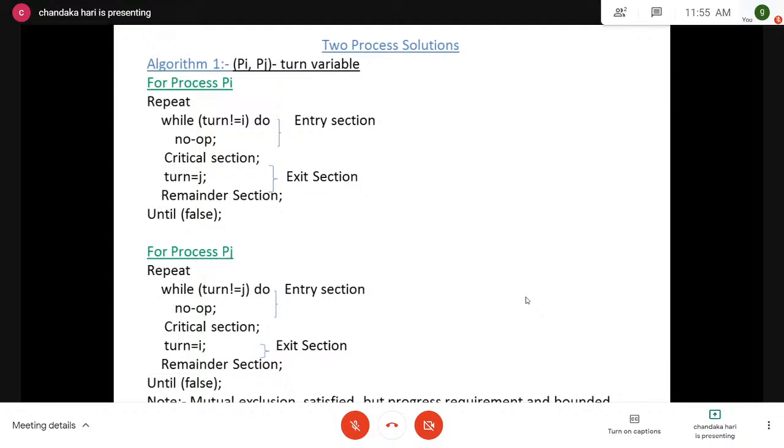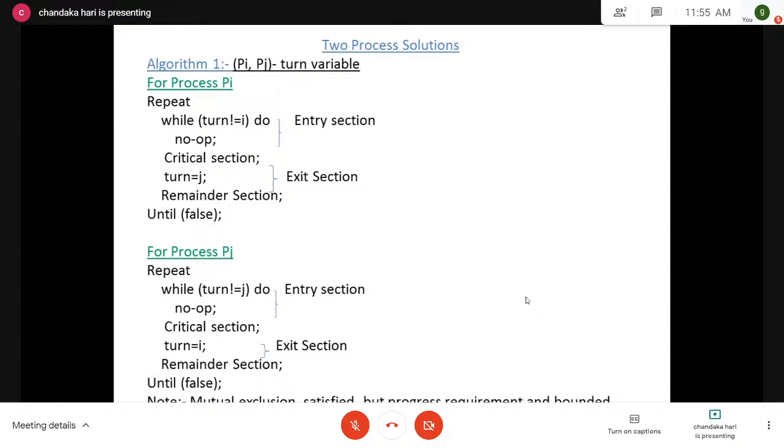There are two processes running, process PI and process PJ. These two processes are sharing a common variable X. Let us assume PI and PJ are two processes running in my computer system, and these two processes share a common variable X.